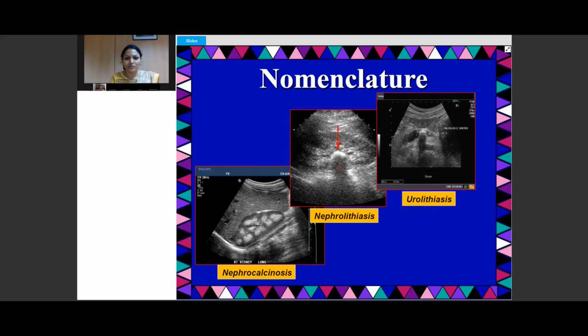These words are sometimes used interchangeably: nephrocalcinosis, nephrolithiasis, and urolithiasis. Basically, nephrocalcinosis is a deposition of calcium within the kidney tissues, either in the medulla or in the cortex. Nephrocalcinosis can go on to develop nephrolithiasis, but nephrocalcinosis is not equal to nephrolithiasis. Nephrolithiasis is when you have a stone in the kidney, and urolithiasis is more of an umbrella term where you have a stone in the collecting system. But the terms nephrolithiasis and urolithiasis are often used interchangeably. The take-home message is that nephrocalcinosis can go on to develop nephrolithiasis, and you can have coexisting nephrocalcinosis with nephrolithiasis.